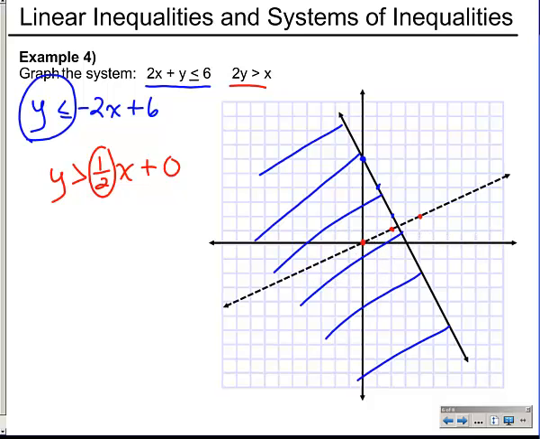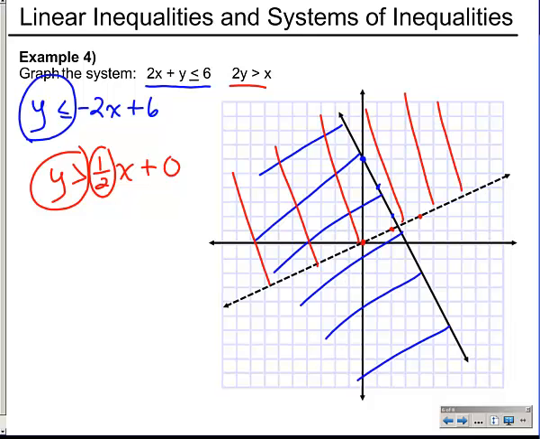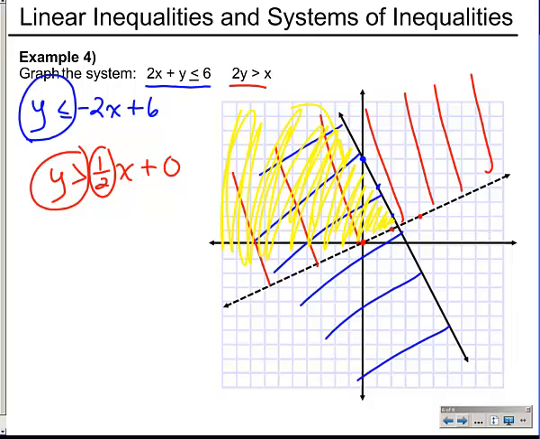Now we have to determine which half plane to shade. Again, I'm looking for y's that are greater than, so that would be above the line, which would be on this side of the graph. But you're going to see where the shading actually overlaps. It's where the blue and the red lines intersect. So my solution would actually be this region right in here, because that's the only place where they overlap. Keep in mind, though, that the line down on this portion is not part of the solution because it's dotted, whereas the line up here on this side is part of the solution because it's solid.